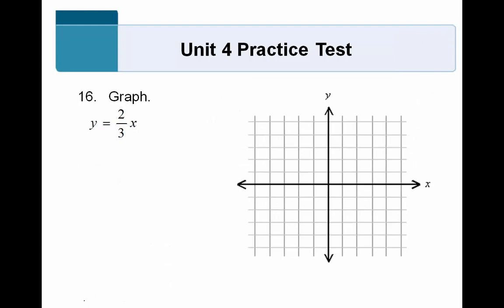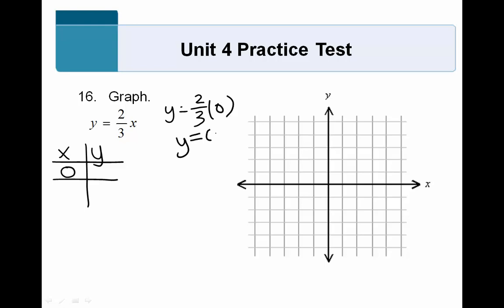Alright, y equals 2/3 x. If x is equal to 0, that means y equals 2/3 times 0, which is just 0. So y will also equal 0. If x equals 0, y equals 0. That's going to be a point right at the origin.